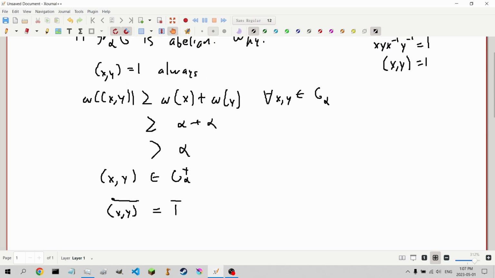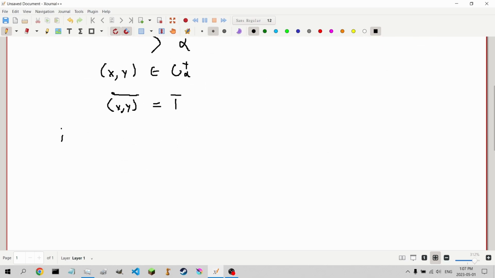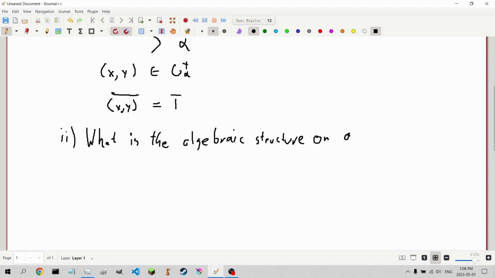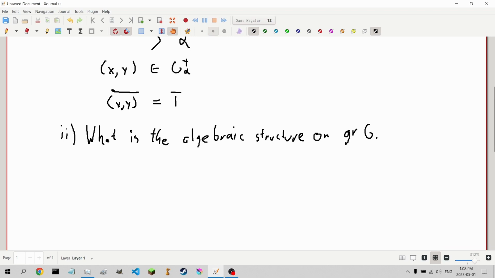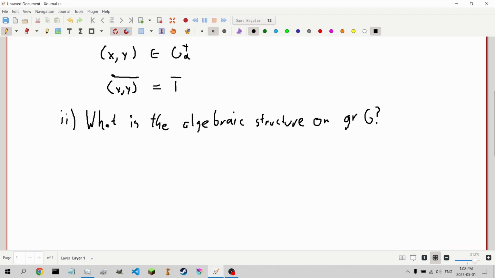The other question I had, I'm using Roman numerals here, I kind of glazed over what is the algebra structure on GR of G. Like, I know it's an algebra, but how does addition, essentially how does addition and the Lie bracket work, were my questions.